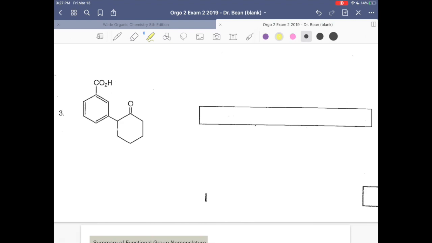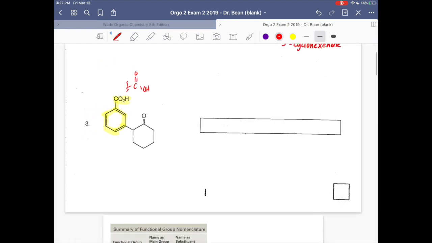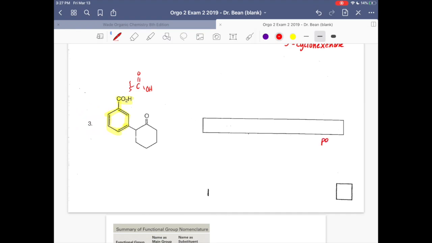Now let's move forward to our third one and see what we have going on here. So what's our highest priority group? You guys should be saying carboxylic acid. And I see this carboxylic acid here. Right? This looks like this, if you draw the entire thing out. So of course that is very oxidized. So that is our highest priority group. We are gonna make our parent include that highest priority group. So I'm gonna write parent there.